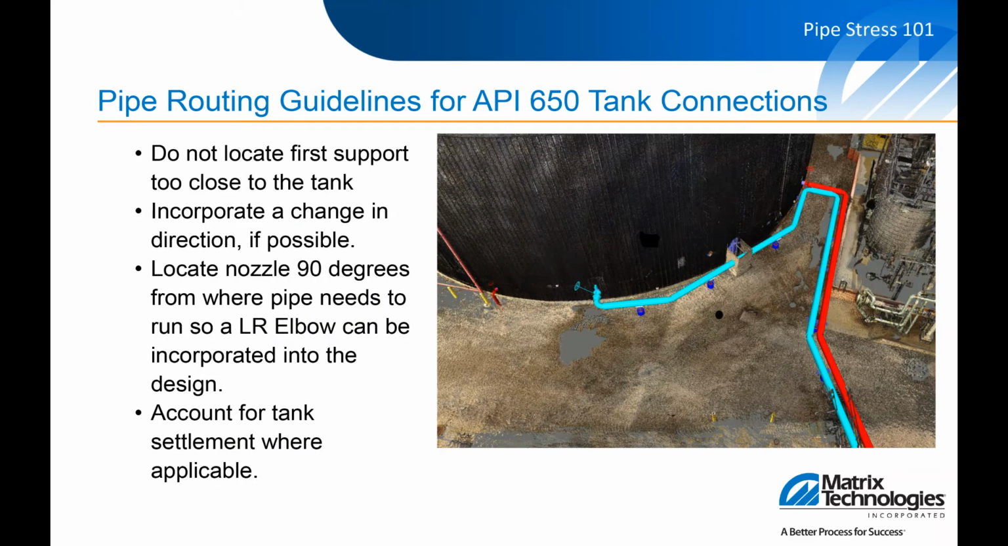And as a little aside, here's some of our recommendations for connecting to these larger tanks. We don't put that first support too close to the tank. We want to give a little room for flexibility. We try to incorporate a change in direction if possible. When we can, locate the nozzle 9 degrees from where the pipe needs to run, so that when you get that little bit of a tilt, either down or up, depending on how you're placed, you've got a little flexibility there. And absolutely, settlement with these big tanks is always an issue, so we try to account for tank settlement whenever we can. But let's look at our case study.